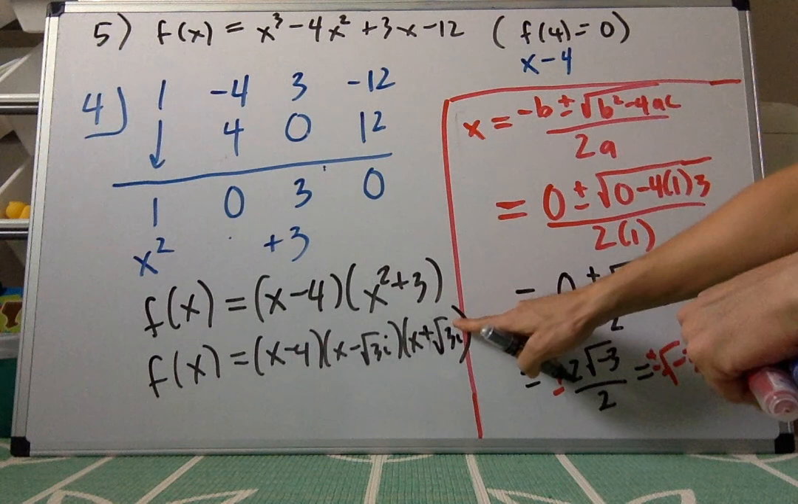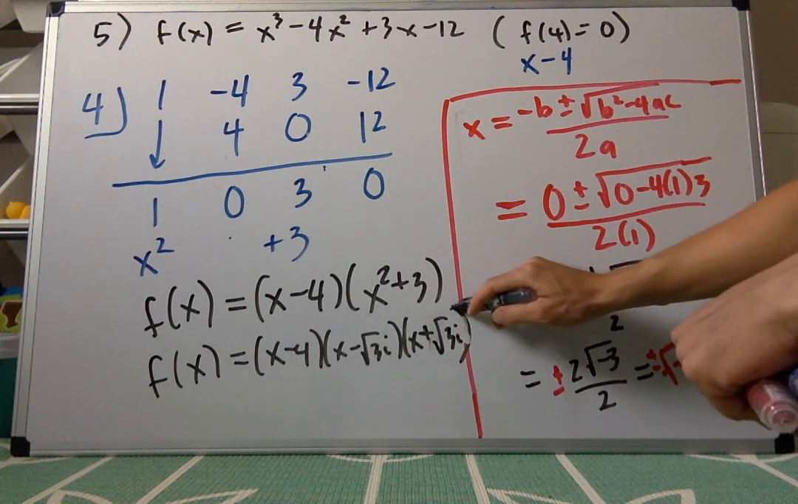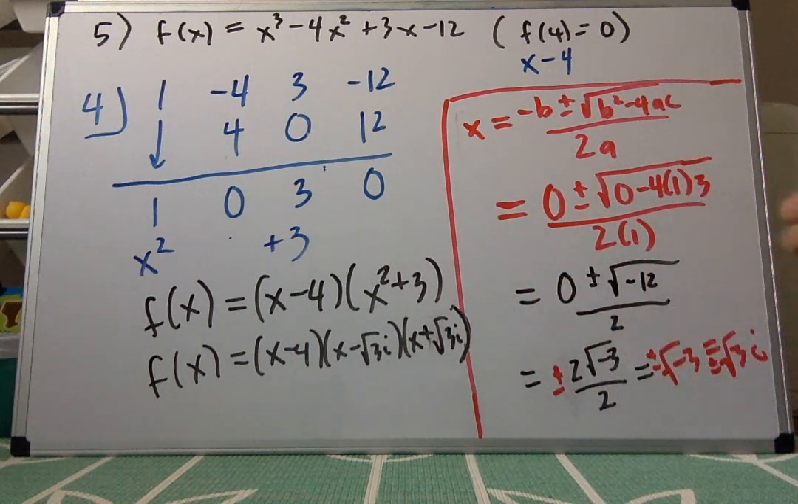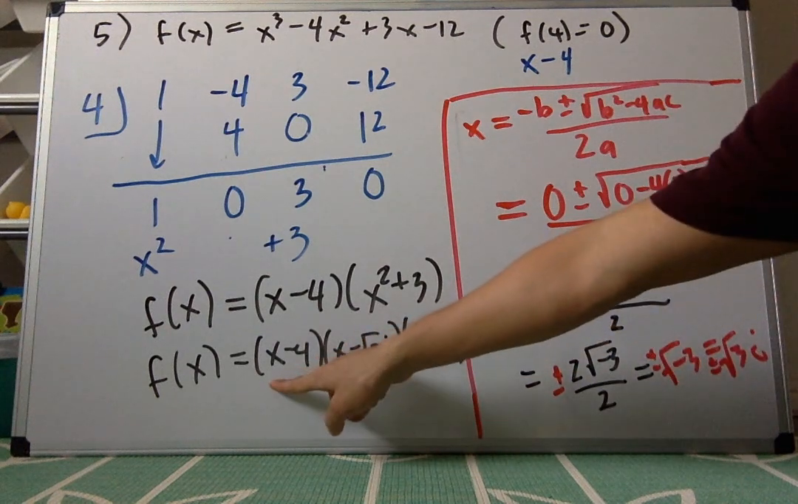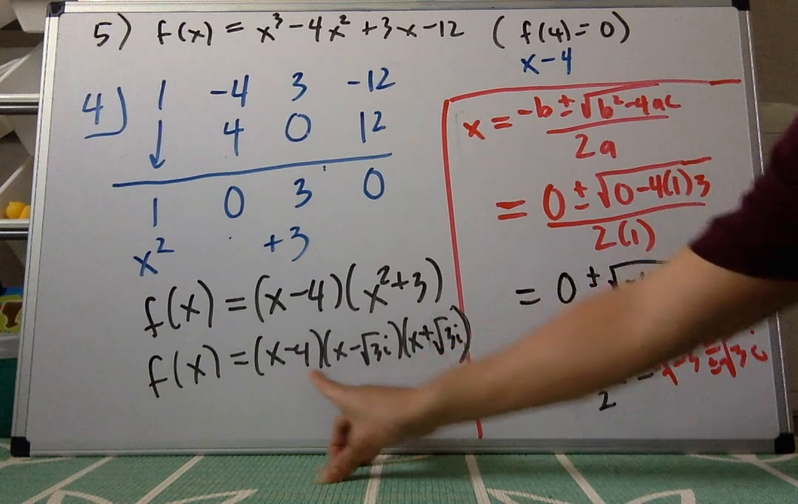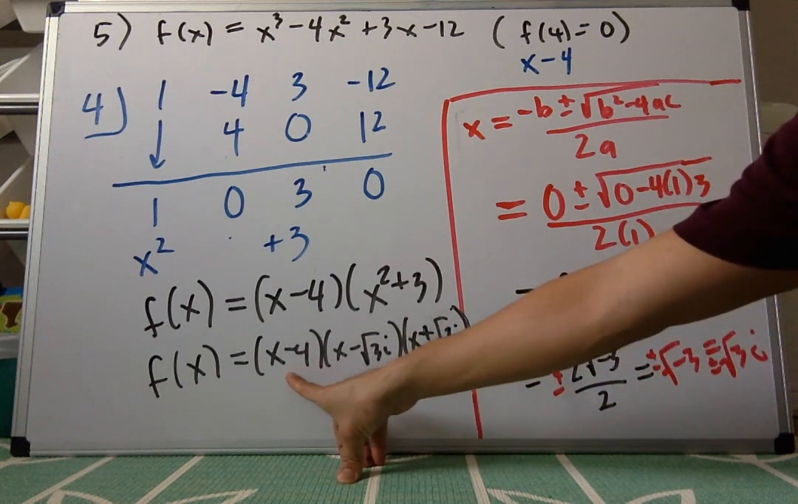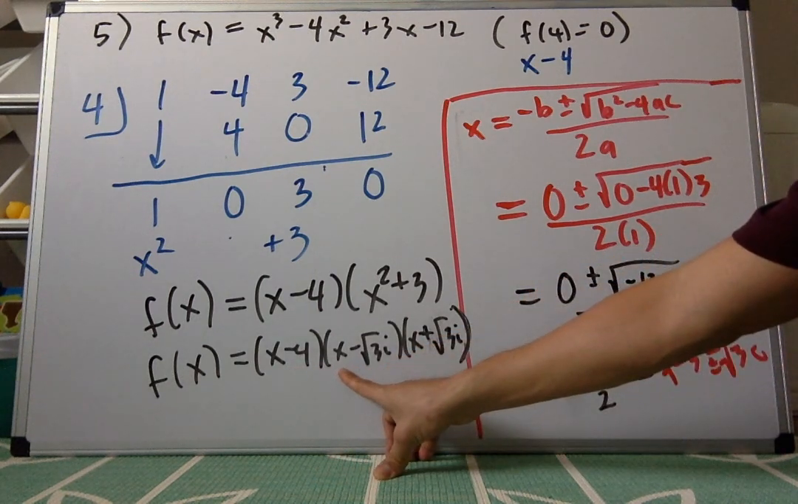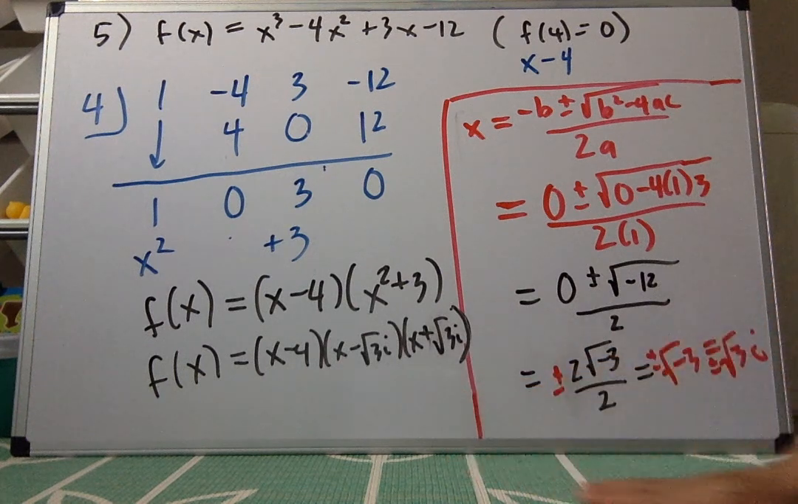Just like that. Sorry, I crossed over to this red part a little bit. So now I've successfully written out my function as a factor of 3 things, right? The zeros are going to be the things that make these things 0. So it's 0 if this is 4, if this is the square root of 3i, if this is negative the square root of 3i.